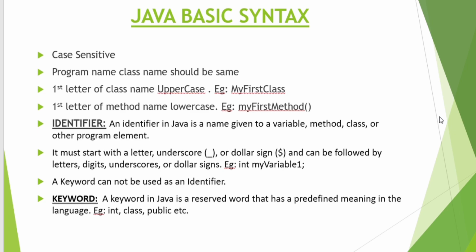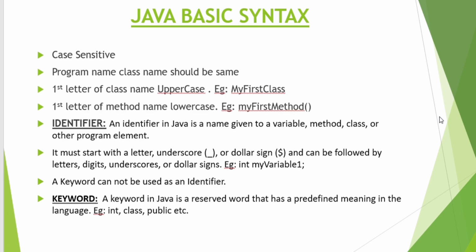And the first letter of the method name in Java will be lowercase. So if you're naming a method, the first letter will be lowercase. Similarly, myFirstMethod, as I have used as an example: again the first letter of all the next words will be uppercase, that is capital letters, but the first letter of the whole method name will be a small letter. So the m of my will be small, but the F of First and the M of Method in the myFirstMethod name will be capital letters.